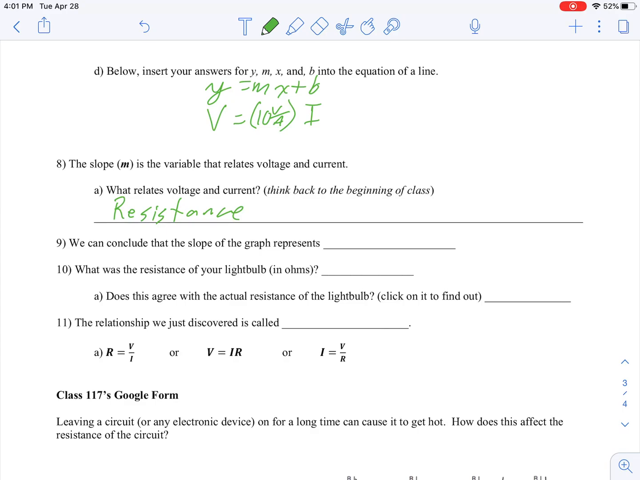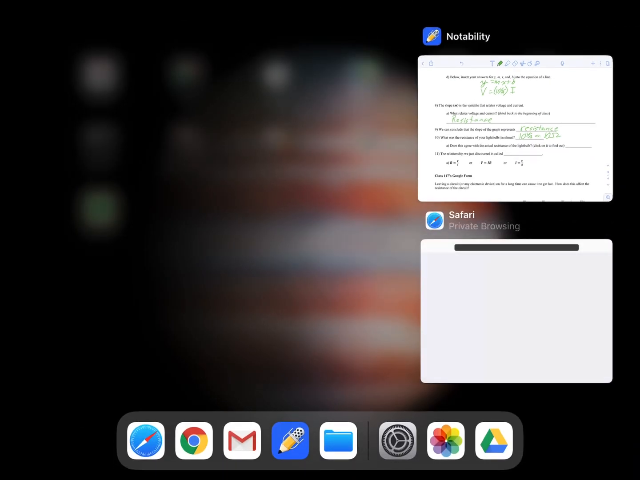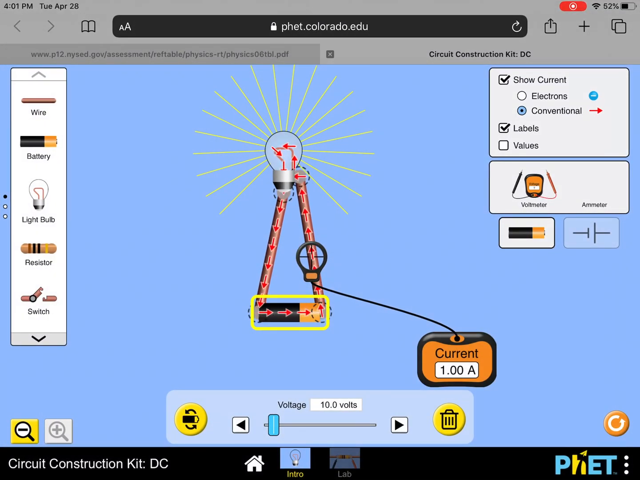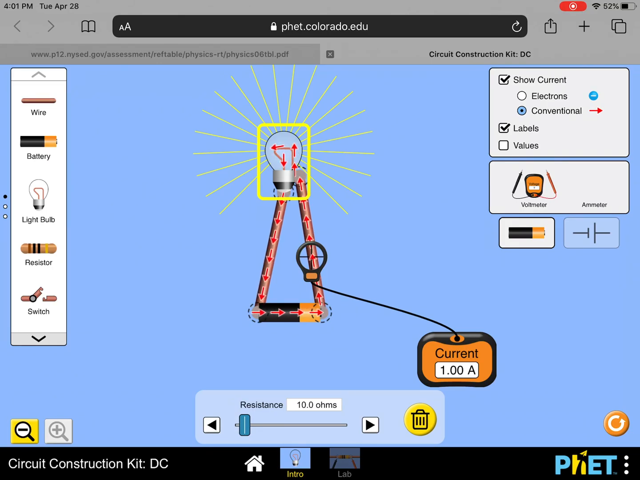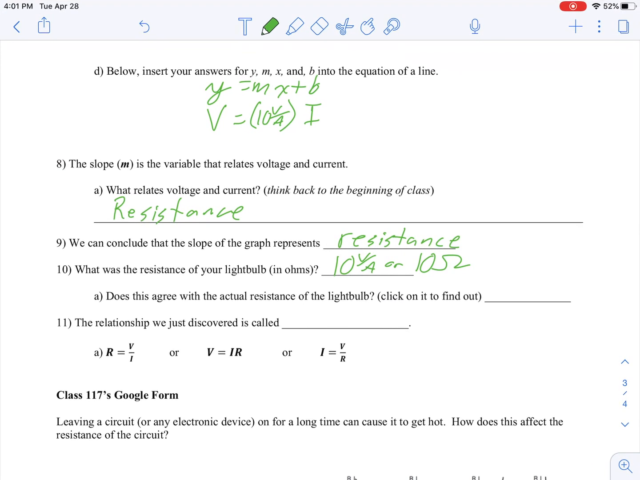So we can conclude that the slope of the graph represents resistance. So the resistance of our light bulb is 10 volts per amp, or 10 ohms, as we know it. Now, does this agree with the actual resistance of the light bulb? You can click on the light bulb and find that out. So let's click on the light bulb. Yeah, it is. 10 ohms. So yeah, it's good. So this relationship is called Ohm's law.